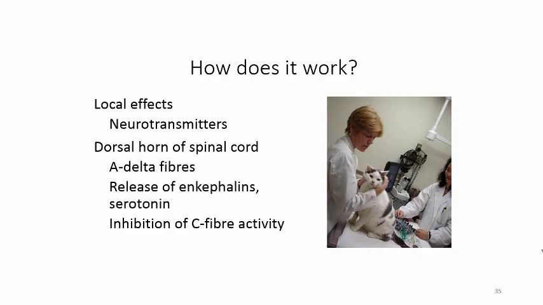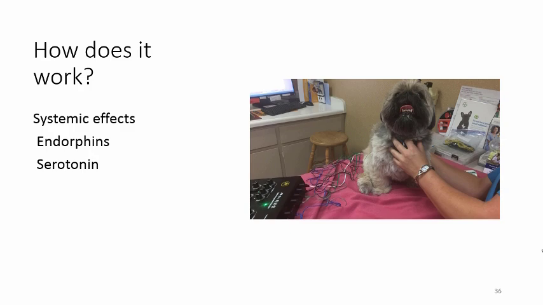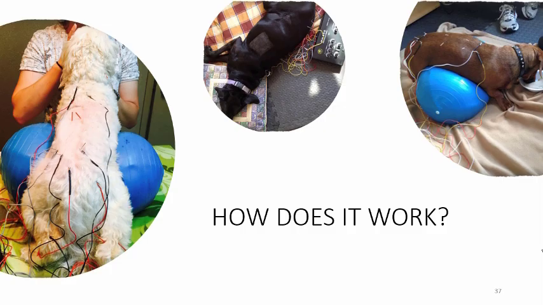So we have local effects, and we also are going to have systemic or global effects. And our systemic and global effects include release of endorphins and also release of serotonins. So how does this work?